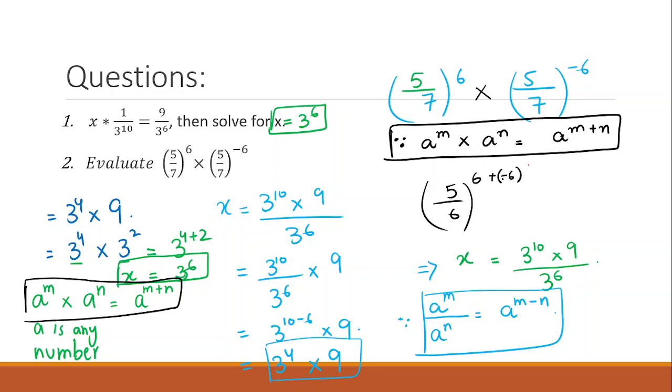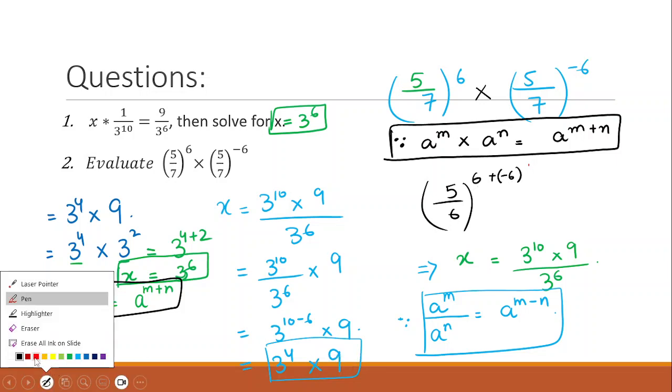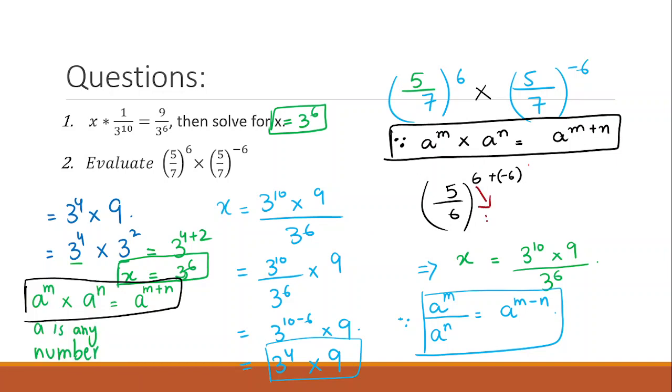This is because this 6 is m, if you compare it with the rule, and this minus 6 is n. So I'm just adding the powers m plus n here. When you add them together, you get 5 over 7 to the power 6 minus 6. 6 minus 6 is 0, right? So 5 over 7 to the power 0.